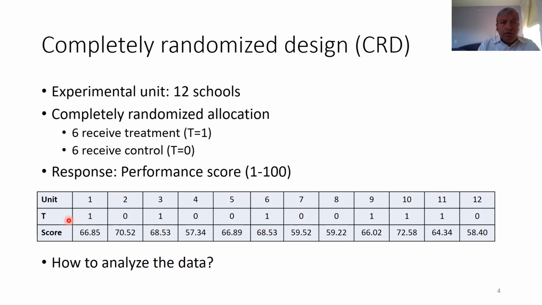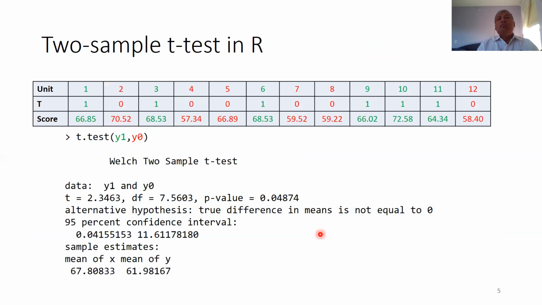And this assignment is denoted by this assignment variable T, which is 1 if that unit receives the treatment and 0 if not. And these are the scores. Okay. So how do we analyze the data? This is something which we all are familiar with, right, in our basic statistical methods. So you would like to test the hypothesis that the averages of the treated and the control groups are equal. And for that, this is what we would do in most cases.